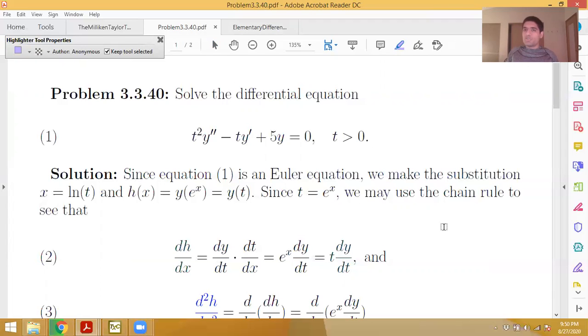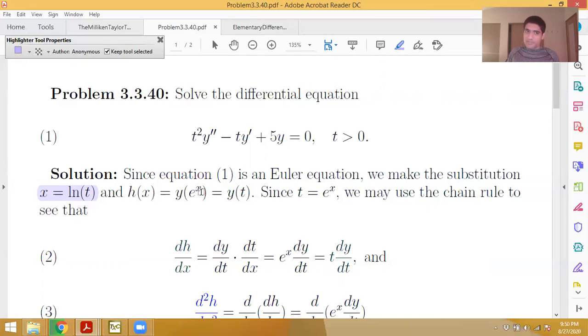Now, the substitution we want to make, this is actually given to us in chapter 3 of the textbook, if you go through the exercises, is over here, x equals natural log of t. And when we make this substitution, we want to get a new differential equation based on some other function h, which is a function of x, our new variable. And specifically, this h of x is going to be y of e to the x.